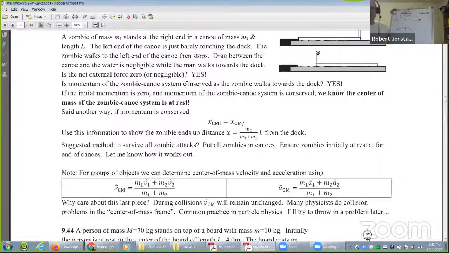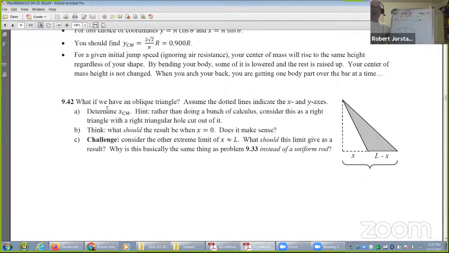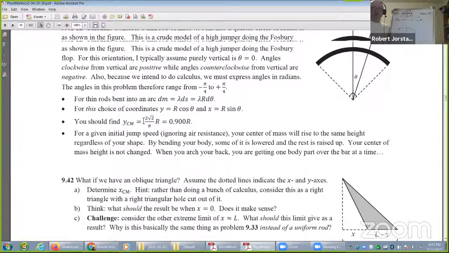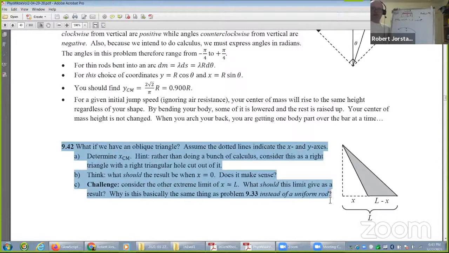Just going back here. So this is the one I was just talking about, the Fosbury flop. We talked about that one. And then this one is, if you had a non-right triangle, you could view that as a right triangle that's big and cutting out a smaller right triangle.